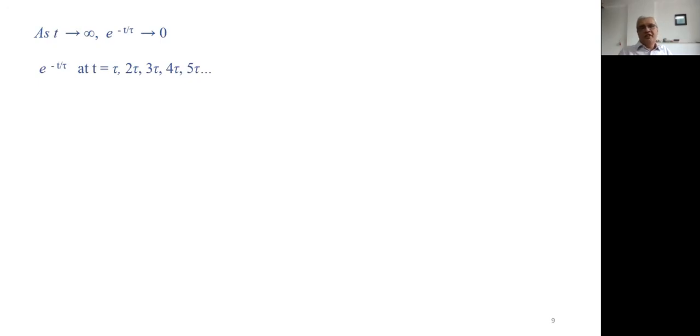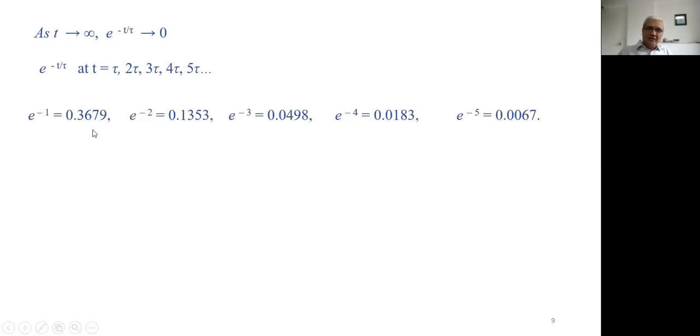As t goes to infinity, of course, as you see, e raised to minus t by tau goes to 0. Now, what happens to e raised to minus t by tau when you take t equal to tau, 2 tau, 3 tau, 4 tau, 5 tau? Values are, as you can see, 0.36, 0.1353, 0.0498. e raised to minus 5 is 0.006.